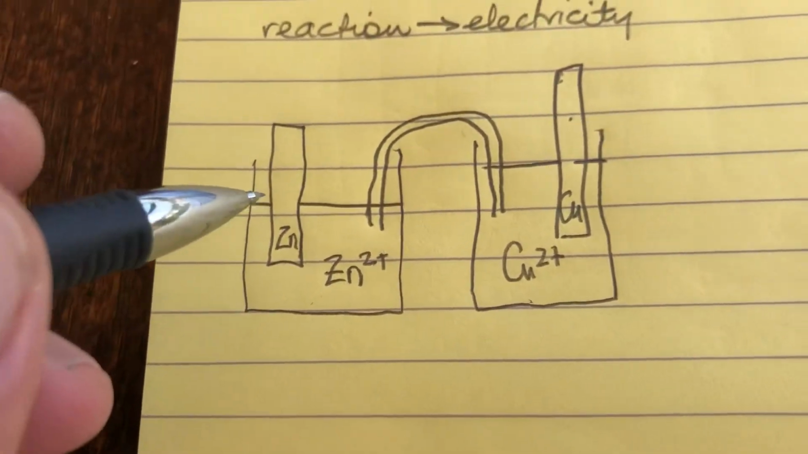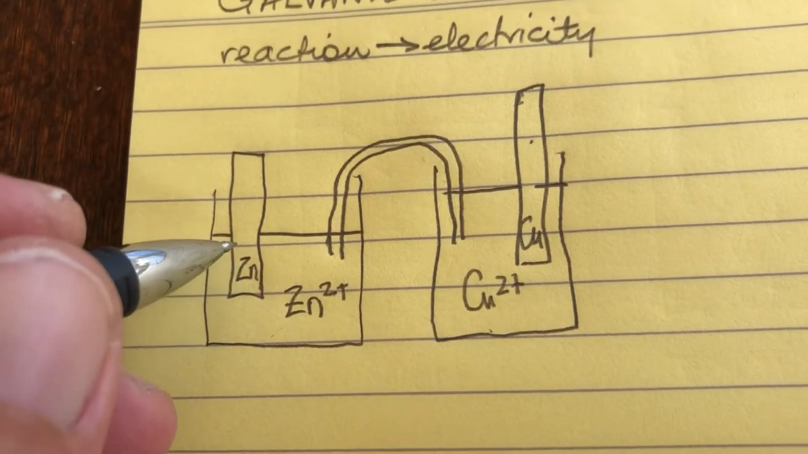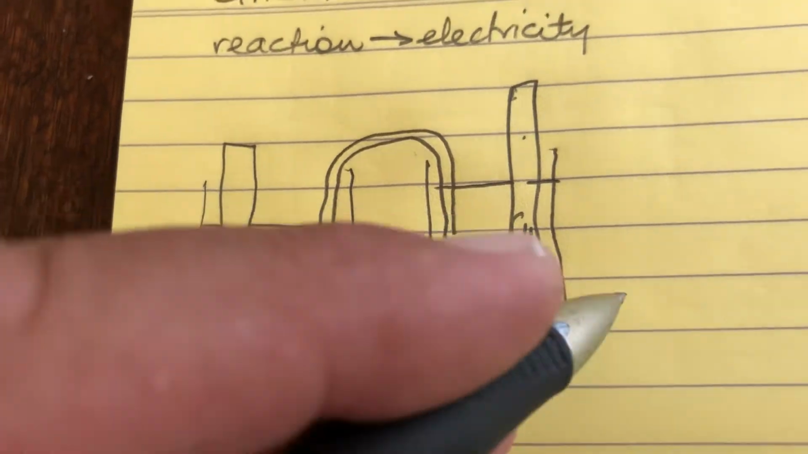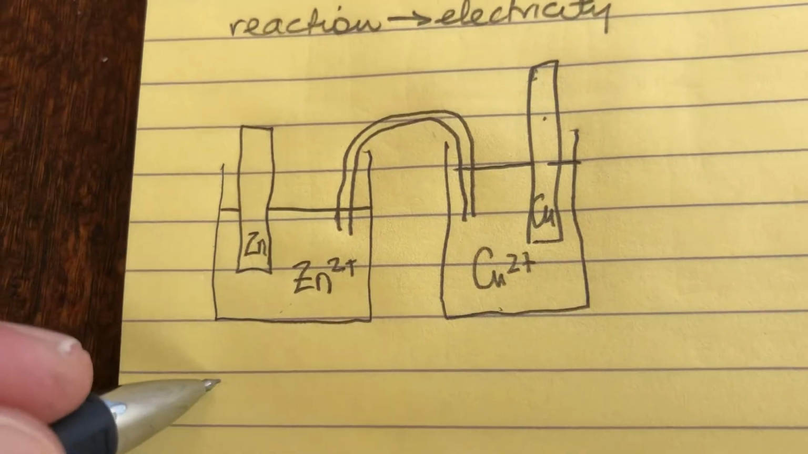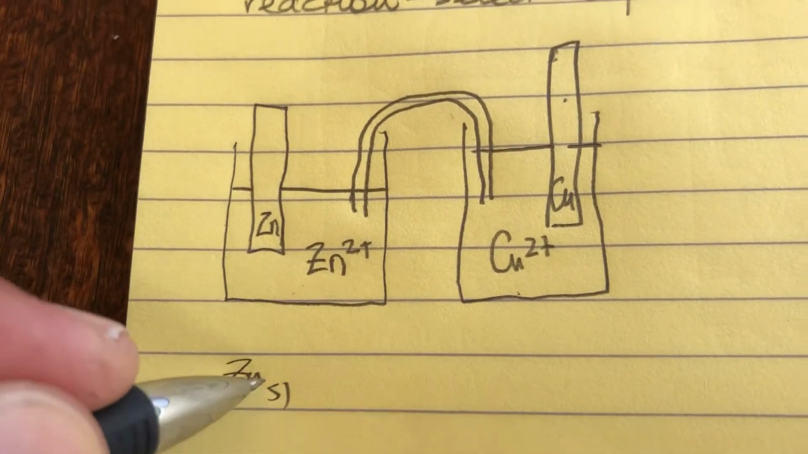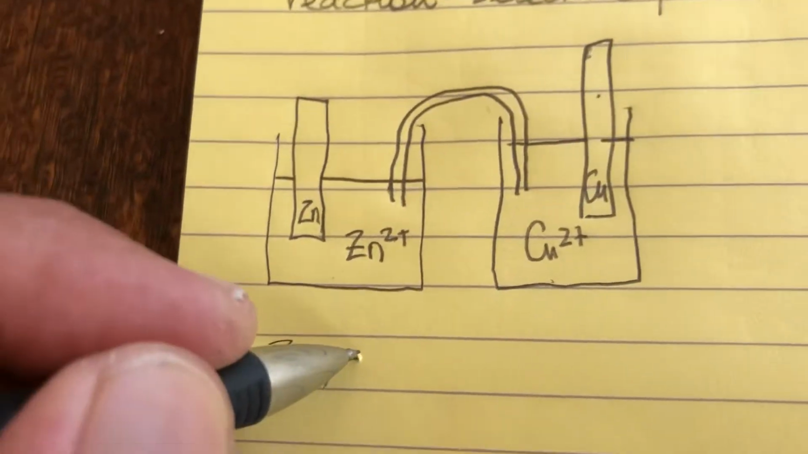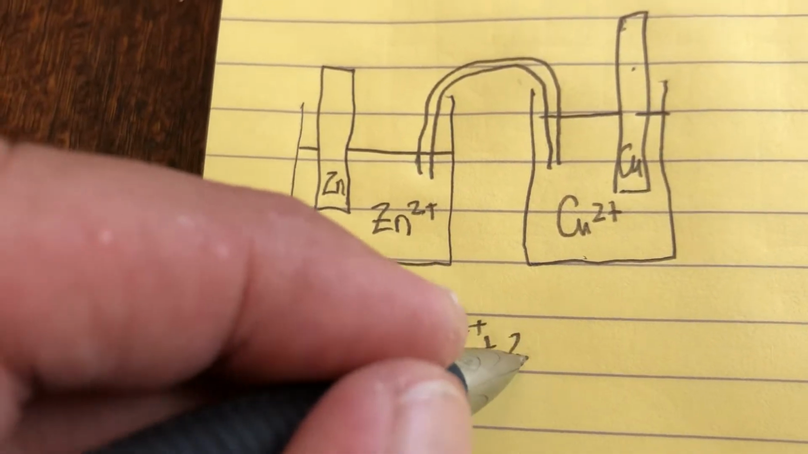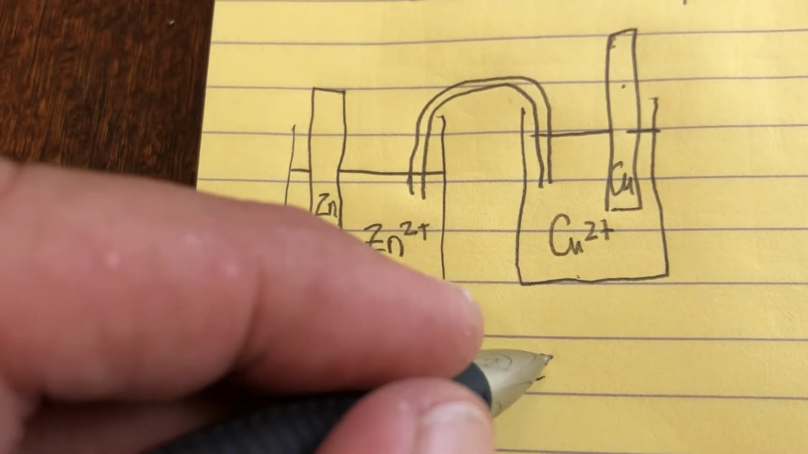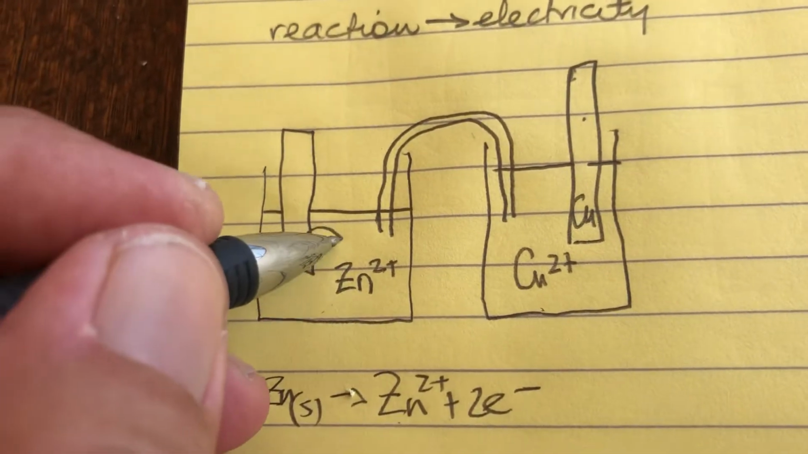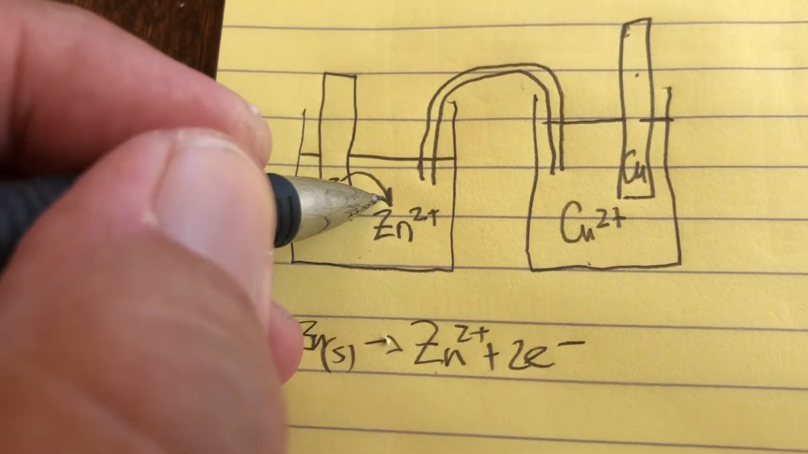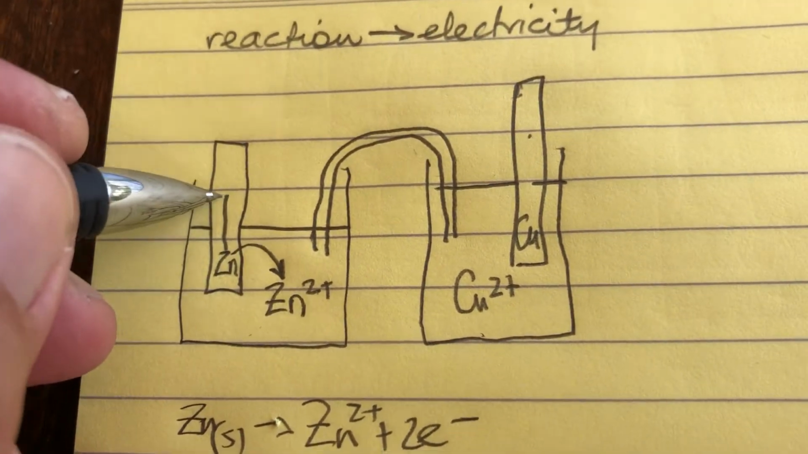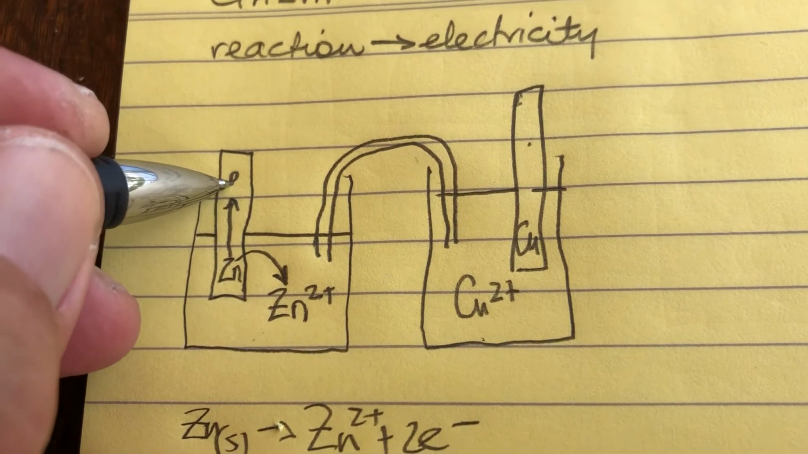Now, in the galvanic cell, what happens at this electrode, the zinc electrode? Because zinc is more reactive than copper, zinc metal produces zinc 2 plus and 2 electrons. So the zinc comes from the electrode, dissolves into the solution as zinc 2 plus, and that leaves electrons.